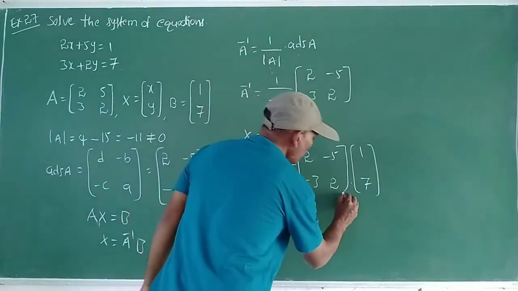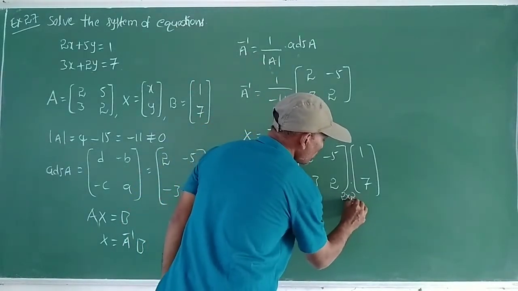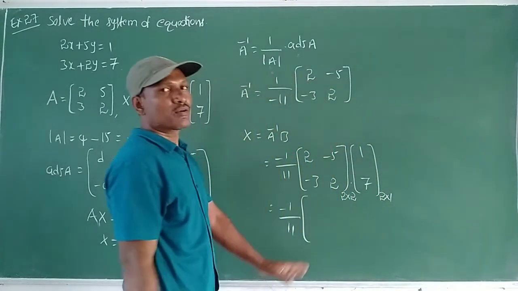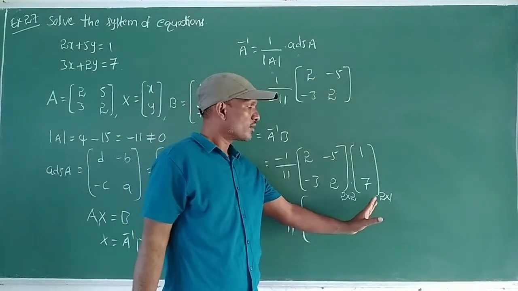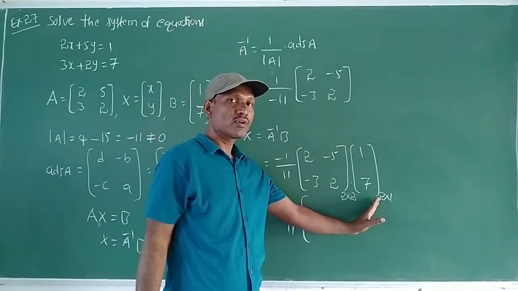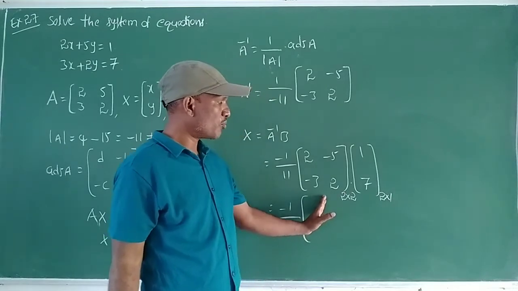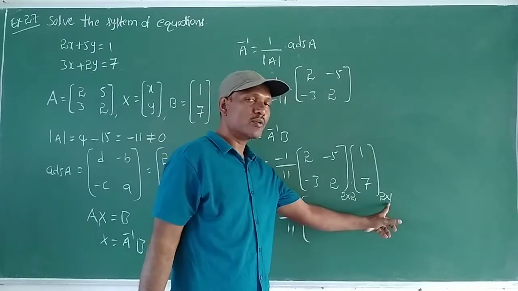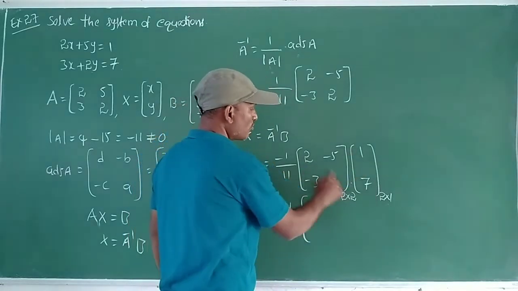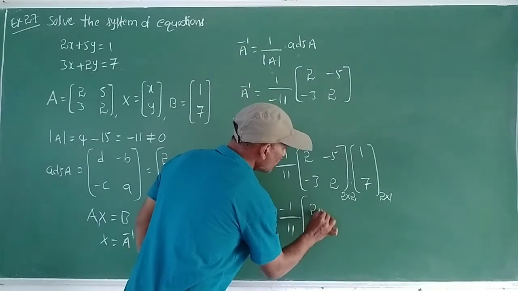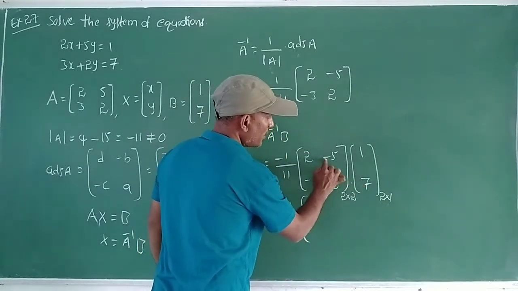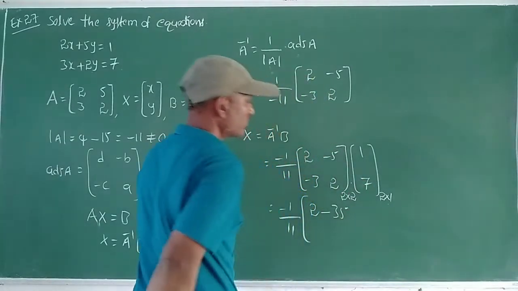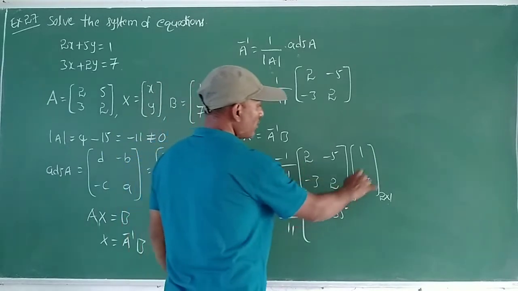Okay, here the first matrix is 2 by 2; the second matrix, how many rows? 2 rows, 1 column. Product is possible when the number of rows of the second matrix and the number of columns of the first matrix are equal. Both are equal. We'll get a 2 by 1 matrix. Okay, first row, first column: 2 by 2, minus 5 into plus 7, 35. Next, second row, first column.